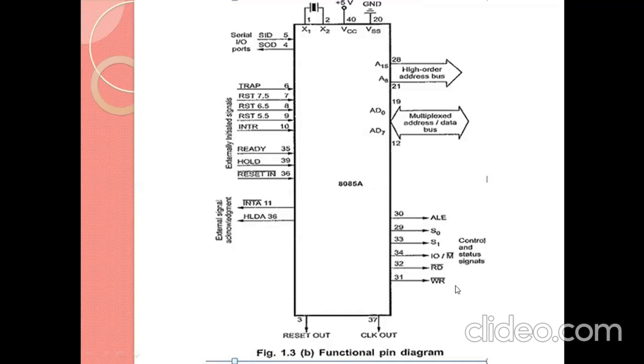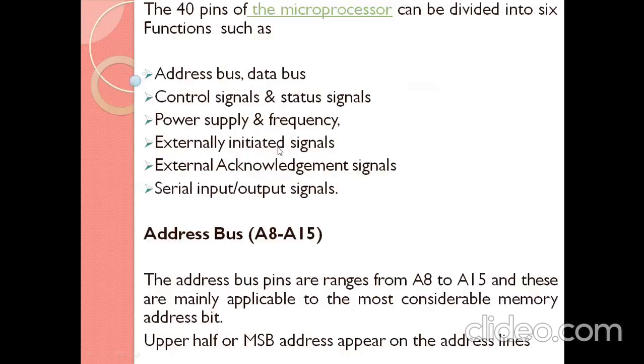What is meant by control and status signals? They are used for controlling purposes. Next, they are used to know the status of the microprocessor. Another function is called externally initiated signals. This is used to communicate with the peripheral device. So these are the various functions of the pin diagram.